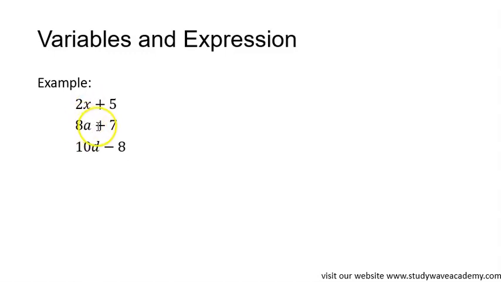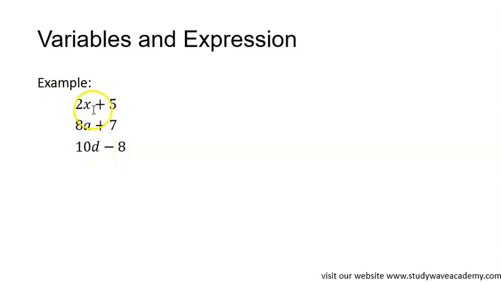So 3a plus 7, which is a variable here? A. A is the variable. A is representing unknown. This is the full expression. It consists of the number, the variable, and the operation. The operation here is plus. Okay? 10d minus 8. This is an expression. The variable here is d, representing an unknown.